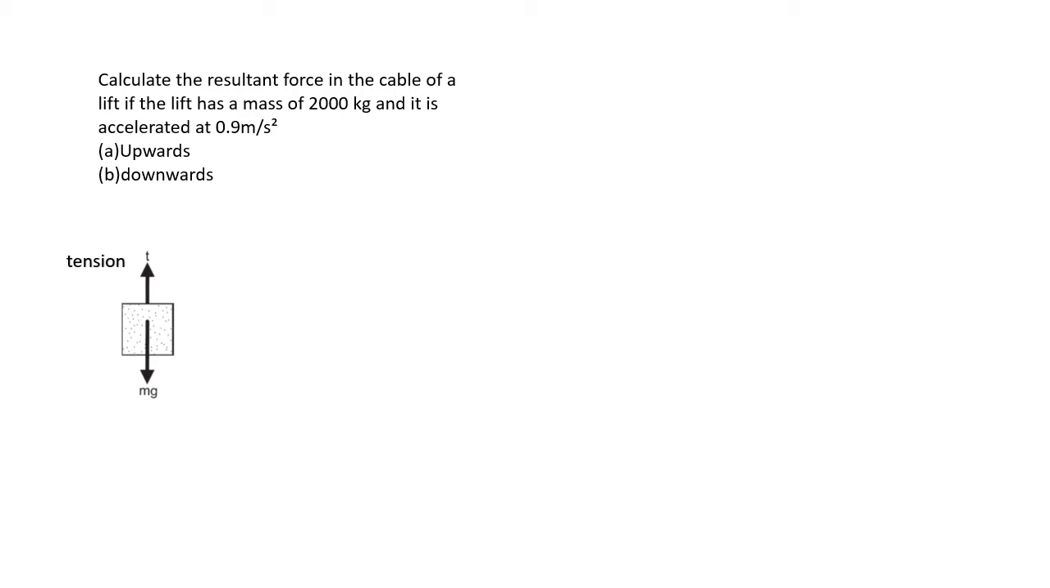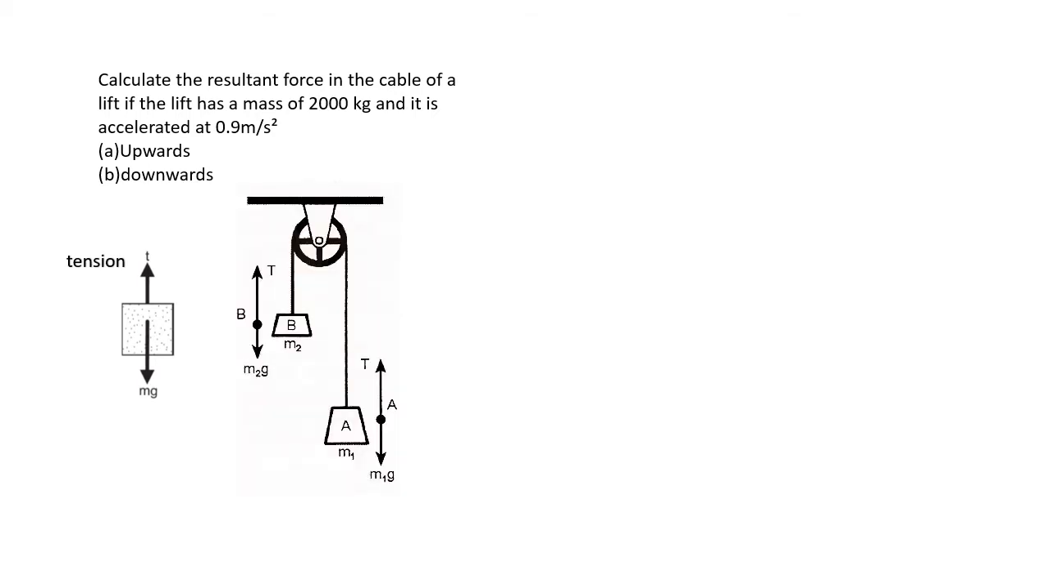So this is a simple example of connected bodies without friction. Calculate the resultant force in the cable of the lift if the lift has a mass of 2000 kg and it is accelerated at 0.9 meter per second square. So A is going upward and B going downward. And so it's simply a pulley system. So we would have A here as the lift and B is the counterweight.